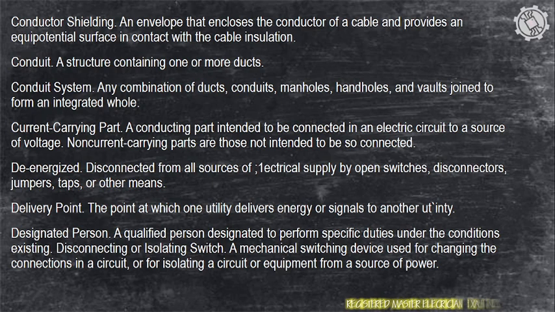Okay, then we have conduit. So, ang conduit is a structure containing one or more ducts. So, either that is a ducting or a pipe. Pwede din cable tray? Not cable tray, but pipe only or ducts, kasi yung cable tray, that is part of a raceway. In conduit system, any combination of ducts, conduits, manholes, handholes and vaults join to form an integrated whole. So meaning conduit system, combination of ducts and other conduits kasama yung mga access point, that is the manholes, the handholes, and the vault. So yung tawag niyan is the access point.